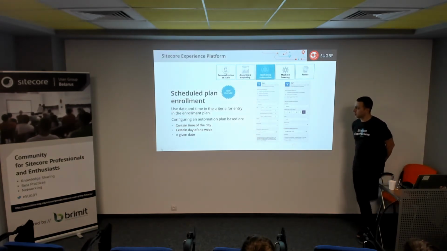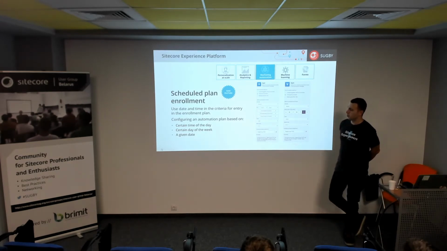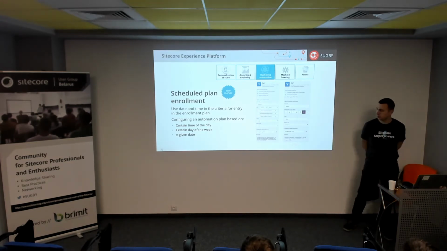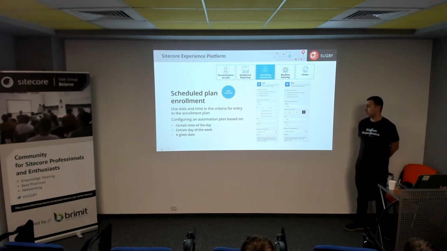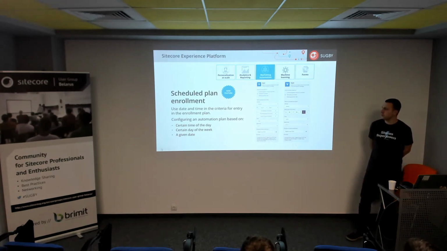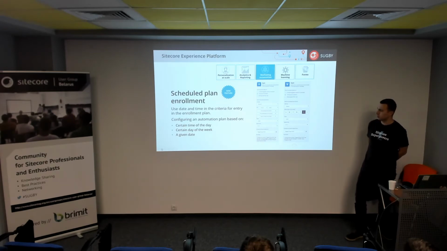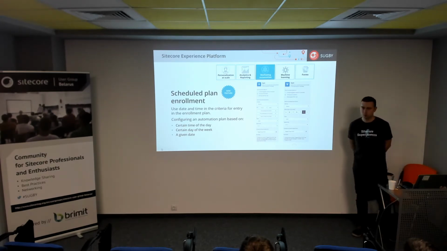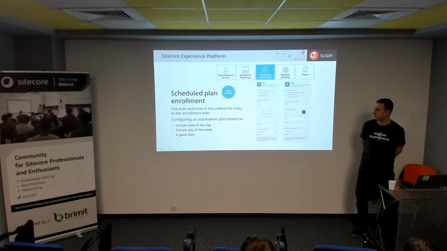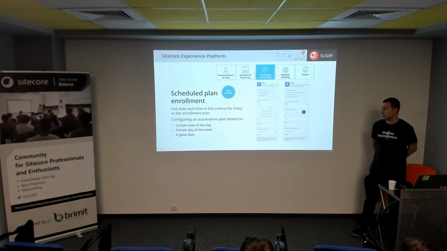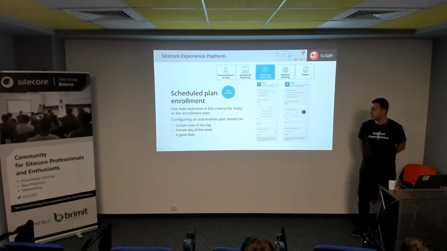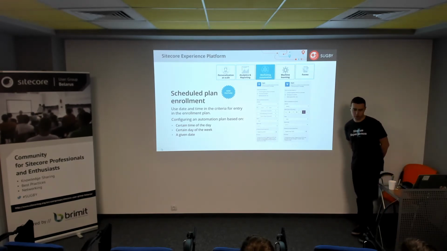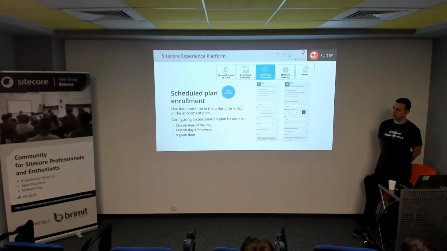Some new features for marketing automation users. Now we can define rules based on the date and time, and they will be used as criteria for entry in the enrollment plan. So we can set up an automation plan and configure it based on a certain time of day, a certain day of the week, and a given date itself.